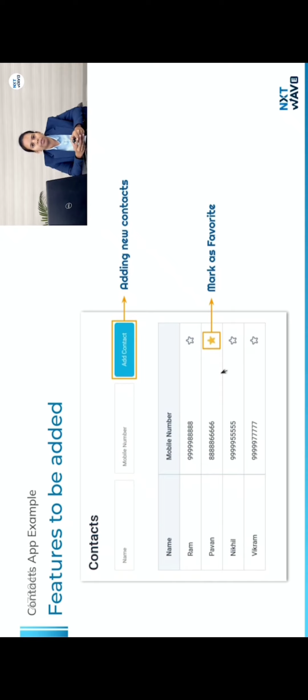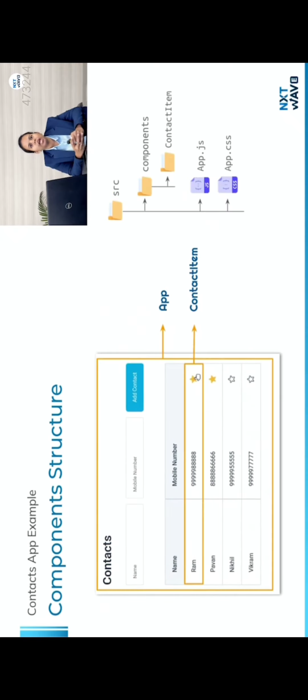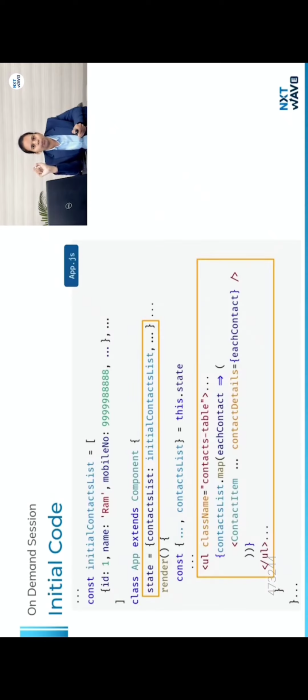So firstly, let's understand the component structure and the initial code available. Coming to the component structure, we have the app component. Within that, we have the list of contact items. Each contact is nothing but a contact item, and then the entire thing is present in the app component. Let's have a look at the code.